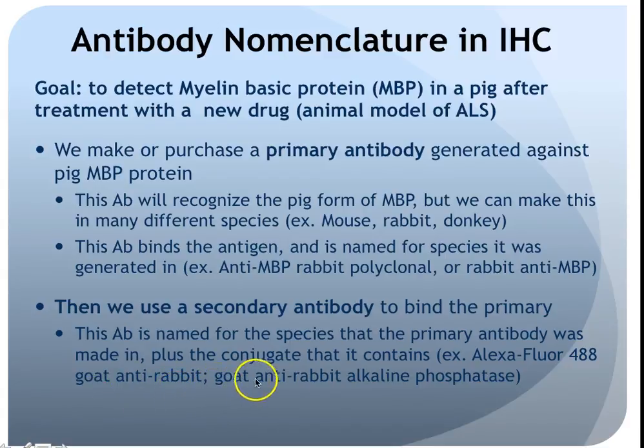Or you might see goat anti-rabbit alkaline phosphatase. So what do you think that this means? Well, we know whenever we have "ase," we have an enzyme, right? So this antibody, unlike the Alexa Fluor, which was a fluorescent molecule, was conjugated with an enzyme. So what we're going to do at the end is add a substrate that reacts with alkaline phosphatase to produce a color that we can see in the tissue. Make sense? I understand this is confusing. This is confusing to just about everybody who does this.